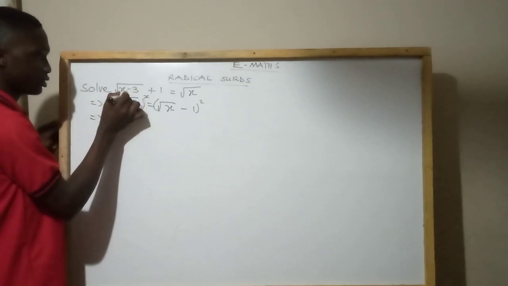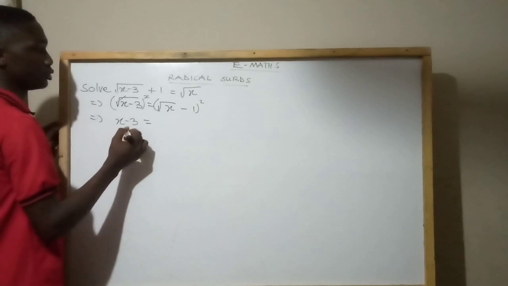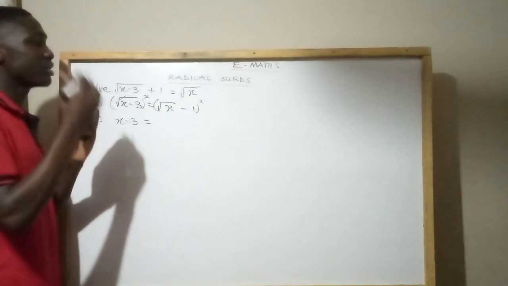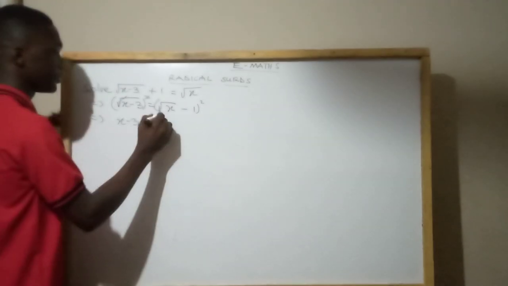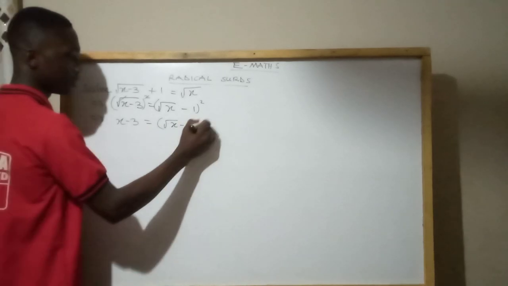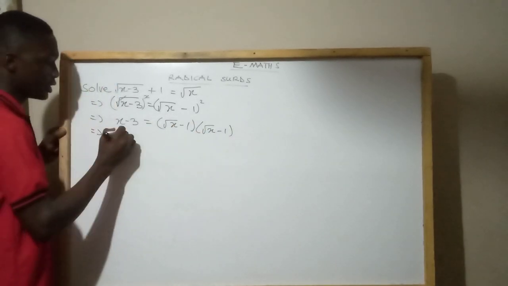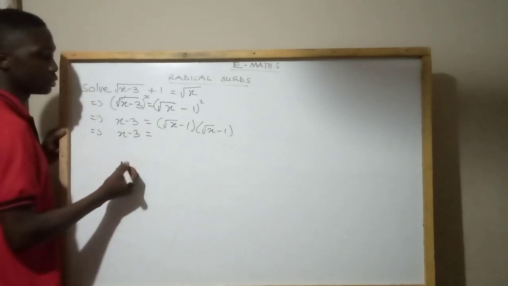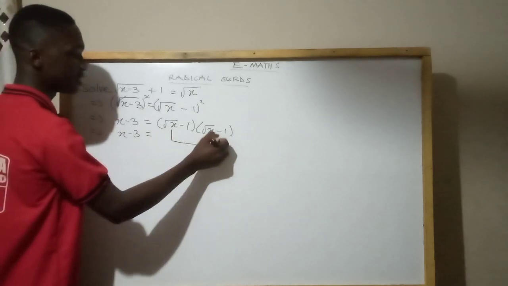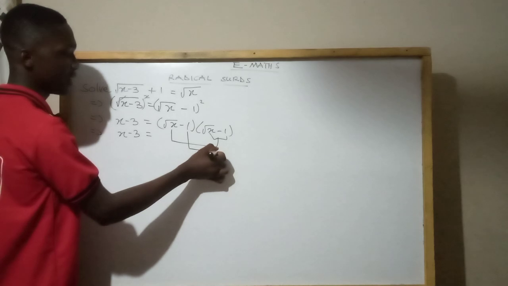Then the square cancels the square root. So we get x minus 3 is equal to, so here, what you have to do is that all that is in the bracket will multiply itself twice. So you get root x minus 1 times root x minus 1, like this. So you get x minus 3 is equal to, so here you have to multiply root x by all what's in the bracket, then negative 1 by the same thing.